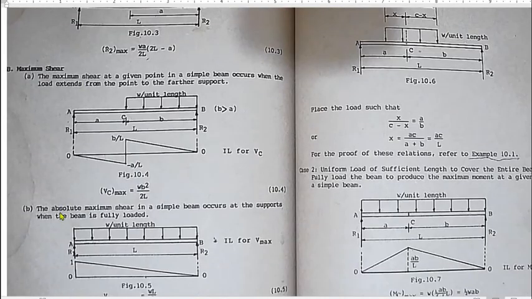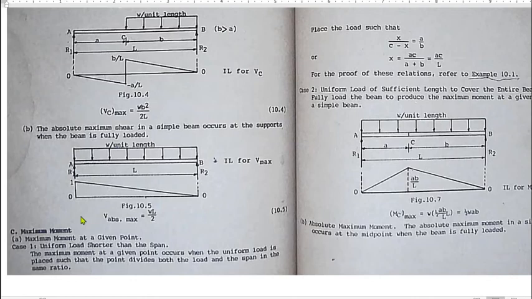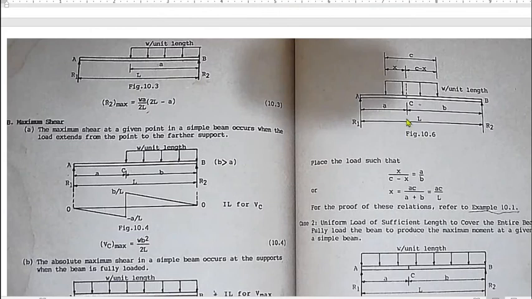And then we have letter B. The absolute maximum shear in a simple beam occurs at the supports when the beam is fully loaded. Ito siya. And then letter C. Maximum moment at a given point. Okay, so ito yung ating point. This time, yung load natin ay hindi umaabot sa support.